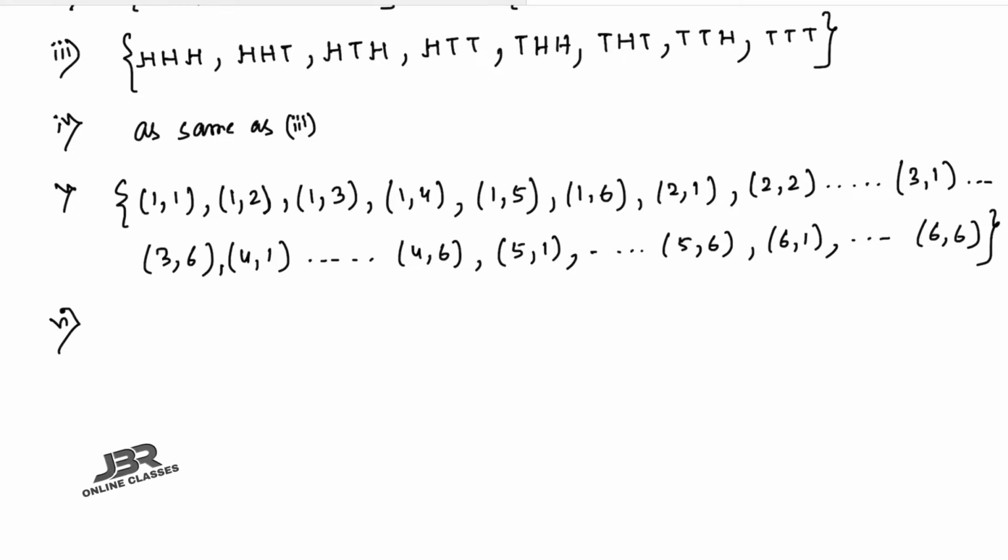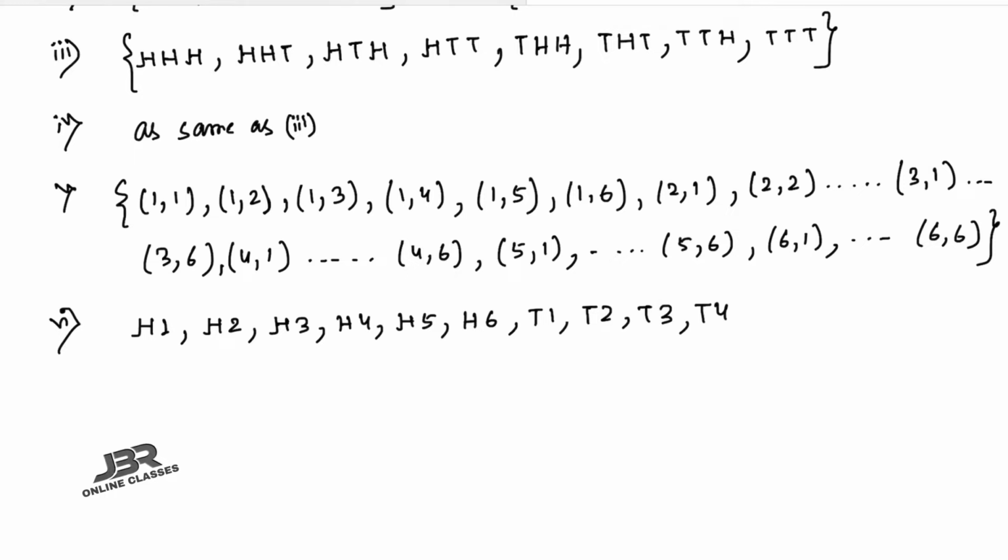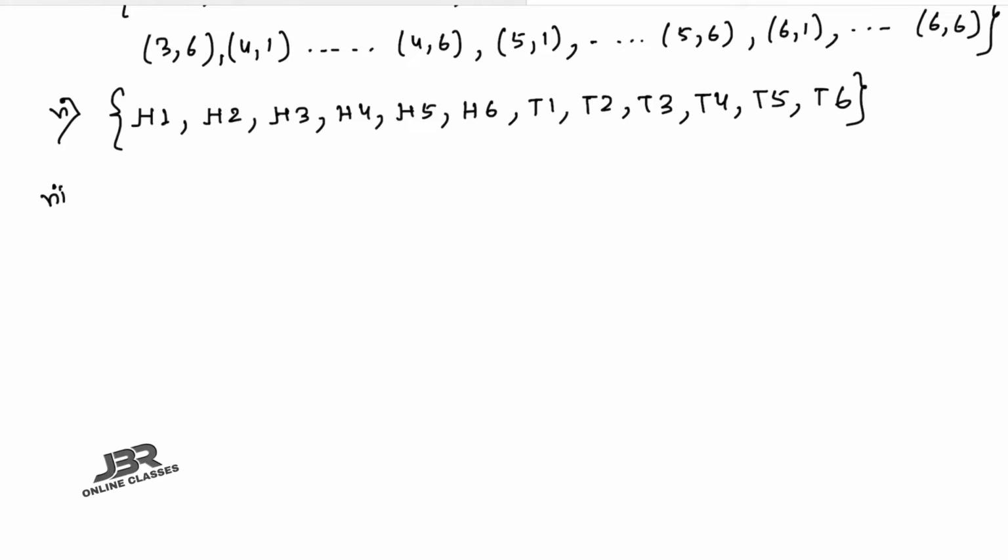Now number 6, a coin is tossed and a die is thrown. In that case, for the coin toss it's head and the die for the first one it's 1, then head 2, head 3, head 4, head 5, head 6. In this way tail 1, tail 2, tail 3, tail 4, T5, and last one T6. So these are the sample space. Now next one, sum number 7. A coin is tossed and if head comes up, a die is thrown. So when head comes up, the sample space will be H1, H2, H3, H4, H5, last one H6. So these are the answers.